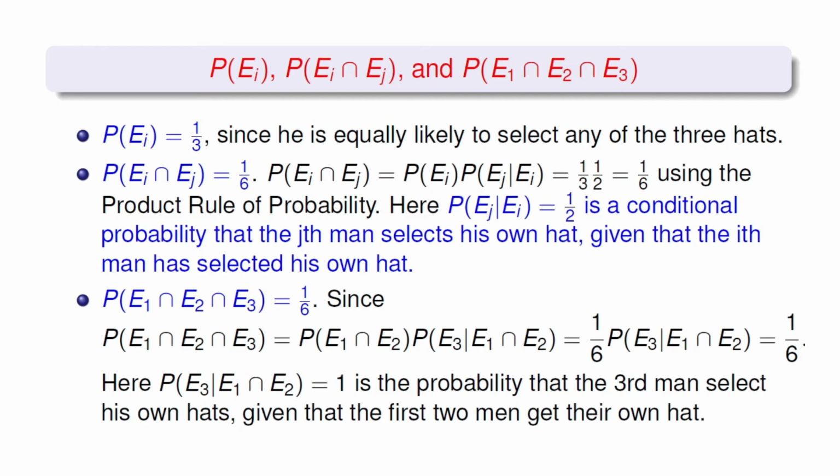That is to say, the third man selects his own hat, given that the first two men got their own hats. This is of course 1, right? Because there are 3 hats, and the first two men got their own, the remaining hat just belongs to the third man. So the probability that he gets his own hat is absolutely sure, 1. So the probability of the intersection of all 3 events is 1/6.